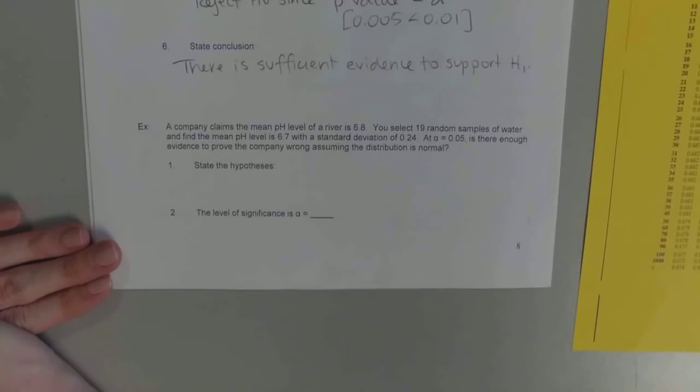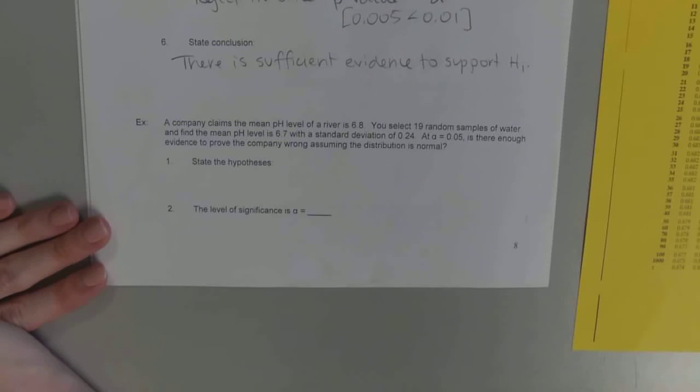Woohoo! A company claims the mean pH level of a river is 6.8. You select 19 random samples of water and find that the mean pH level is actually 6.7 with a standard deviation of 0.24. At alpha equaling 0.05, is there enough evidence to prove that the company is wrong, assuming the distribution is normal?